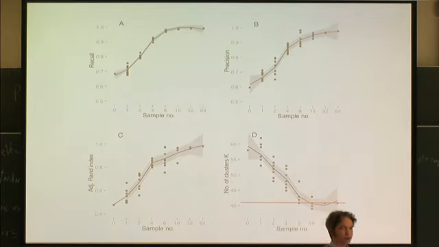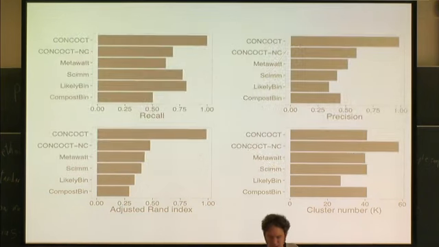Okay. So one question you can ask with the test data set is how many samples would we actually need to deconvolute these different species? And this is what I've shown here. I've got recall, precision, adjusted RAND, and number of clusters as a function of sample number. And as I said, the most useful statistic is the adjusted RAND index. And you can see it starts to decline around 8 or so samples. So with just 8 samples, you can do a good job of deconvoluting this test data set.